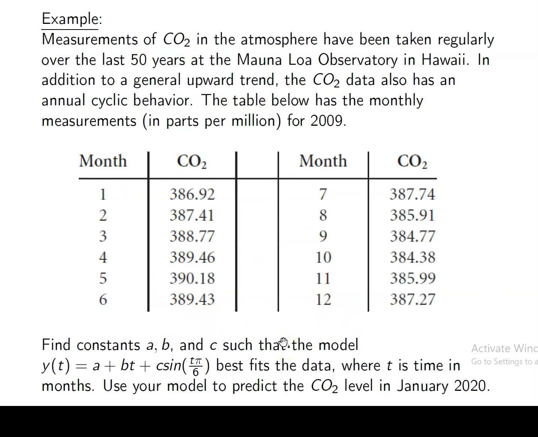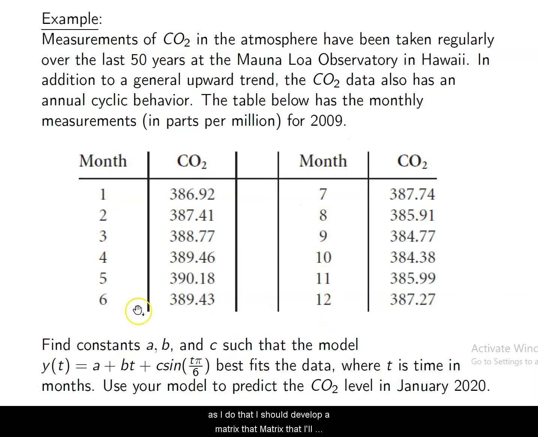So what we're going to do is we're going to take these, okay? These are my inputs. These are my outputs. When I plug in one here, I'm going to get out 386.92. Okay, so one is the time. The time is in months, right? T is time in months. So I'm going to plug in one. I'll get A plus B plus C sine pi over 6 equals 386.92. And I'm going to do that for 1 through 12.